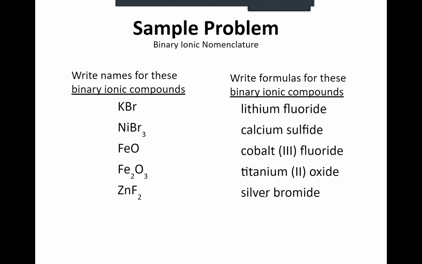Last one, silver bromide. Find silver on the periodic table. Look in the transition metal block. It's element 47. Now you might say, they didn't give me a Roman numeral here, so I can't do this one. Students, there are 3 elements in the transition metal block that have stable charges. You have to be able to memorize them and recognize them. Silver is one of them. Silver always takes a +1 charge.